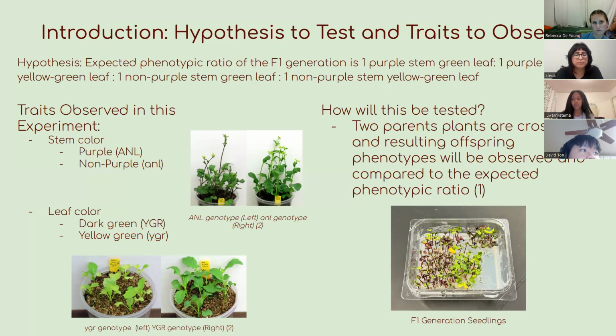So with P1 being homozygous recessive, it had a green stem and yellow-green leaves. And for P2, for the sake of the experiment, we assumed heterozygous, with it having a purple stem and green leaves. And because of this pairing, we expected a phenotypic ratio of the F1 generation to be 1 to 1 to 1 to 1. So it should express each of the 4 traits pretty equally.